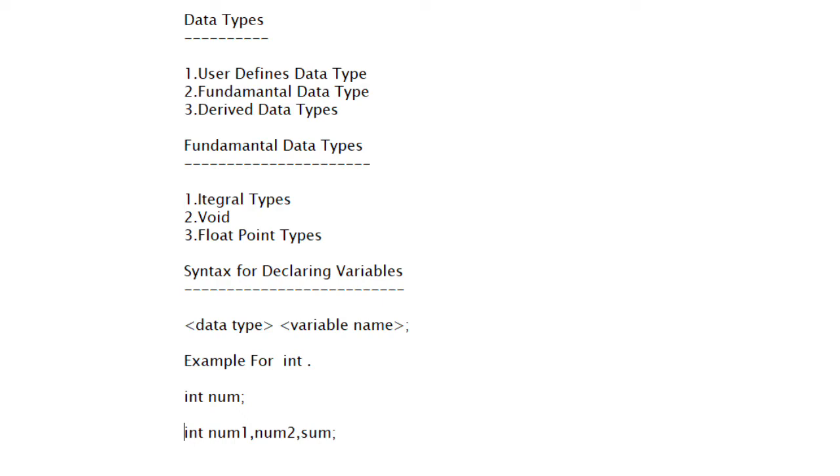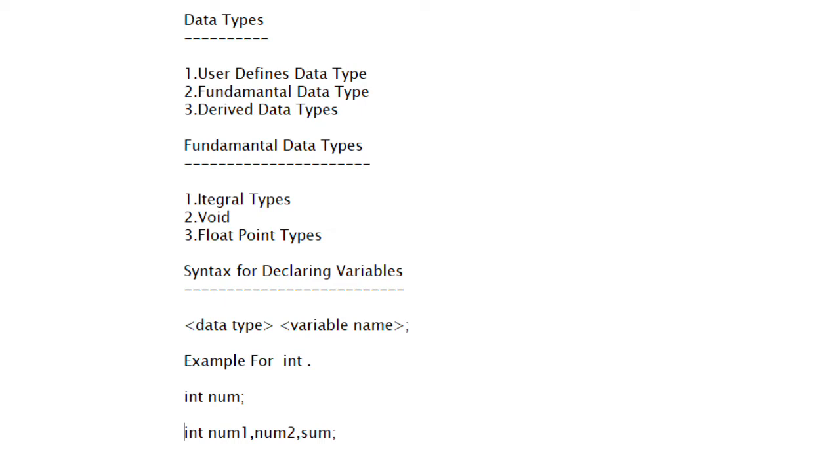We can declare one or multiple variables using only one data type. That's the second example. See the second example. Int data type, num1, num2, sum. Three variables I have declared using one data type. Here I have declared more than one variable, that's why I used the comma to separate them, and finally a semicolon to terminate this declaration statement.